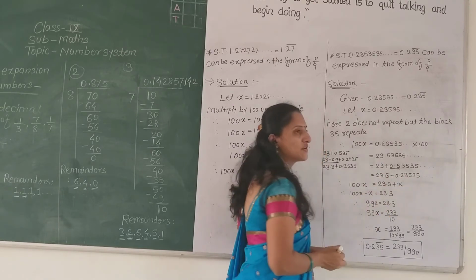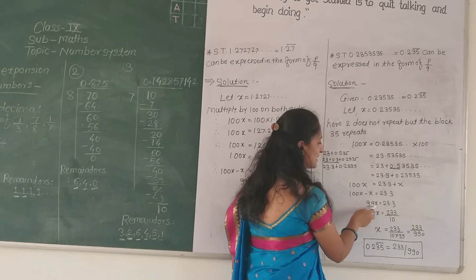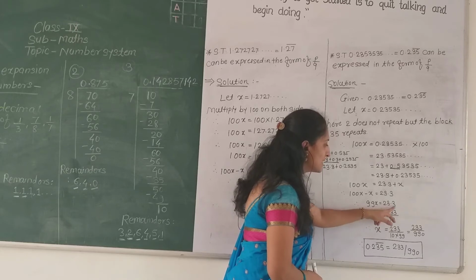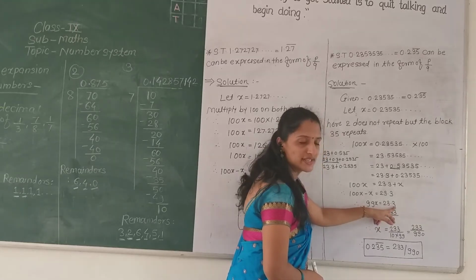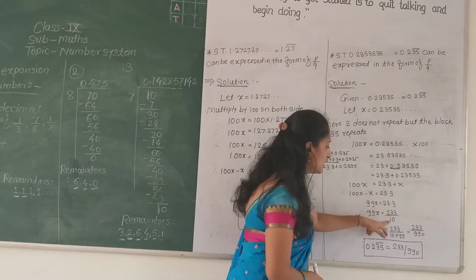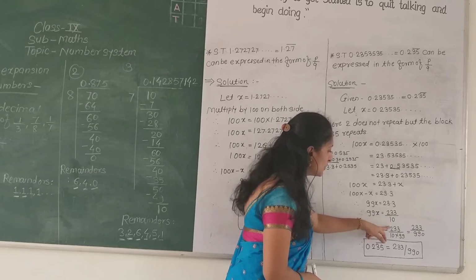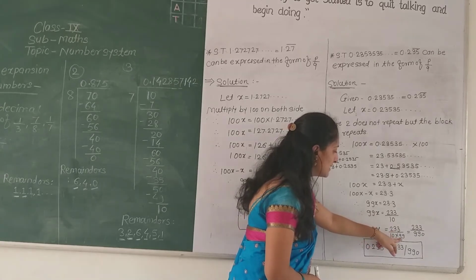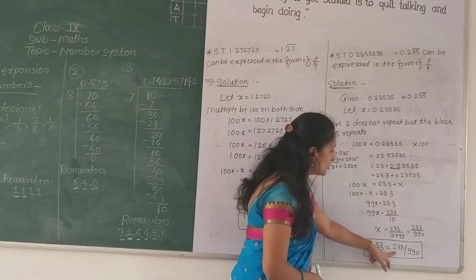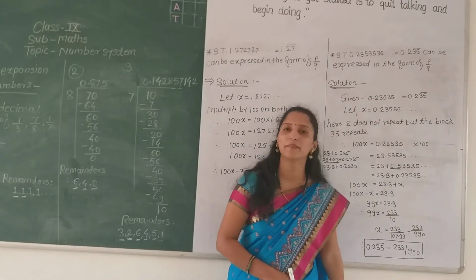Now if I change the place of this x, it becomes negative. So 100x minus x is 99x. Now this 23.3 can be written as 233 upon 10, since there is only one number after the decimal point, so I can write this number in the form of a fraction as 233 upon 10. Now dividing 99 on both sides, we get x is equal to 233 upon 10 into 99. That means the value of x, that is 0.235 bar, is equal to 233 upon 990.